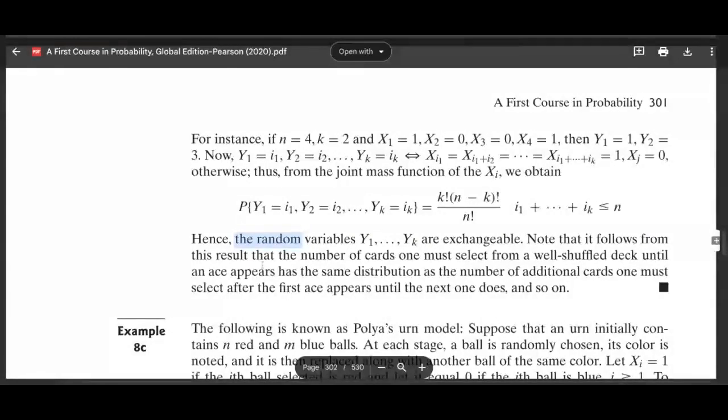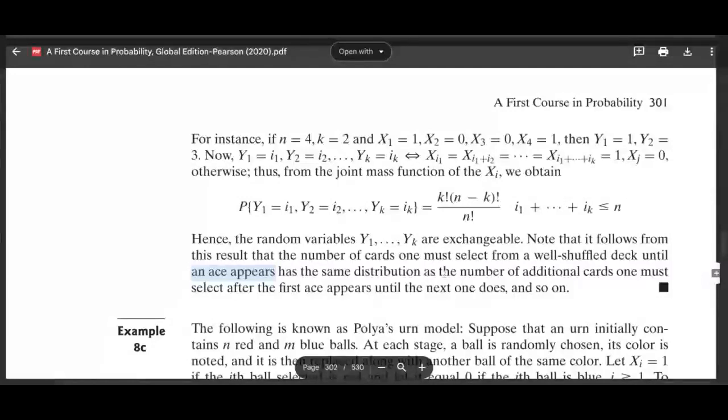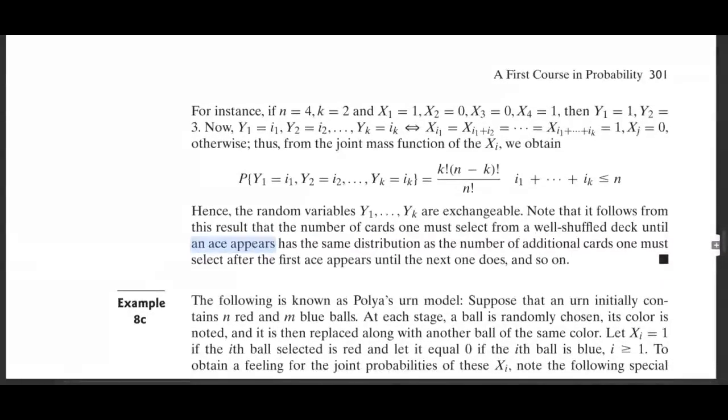Note that it follows from this result that the number of cards one must select from a well-shuffled deck until the ace appears has the same distribution as the number of additional cards one must select after the first ace appears, until the next one does, and so on.